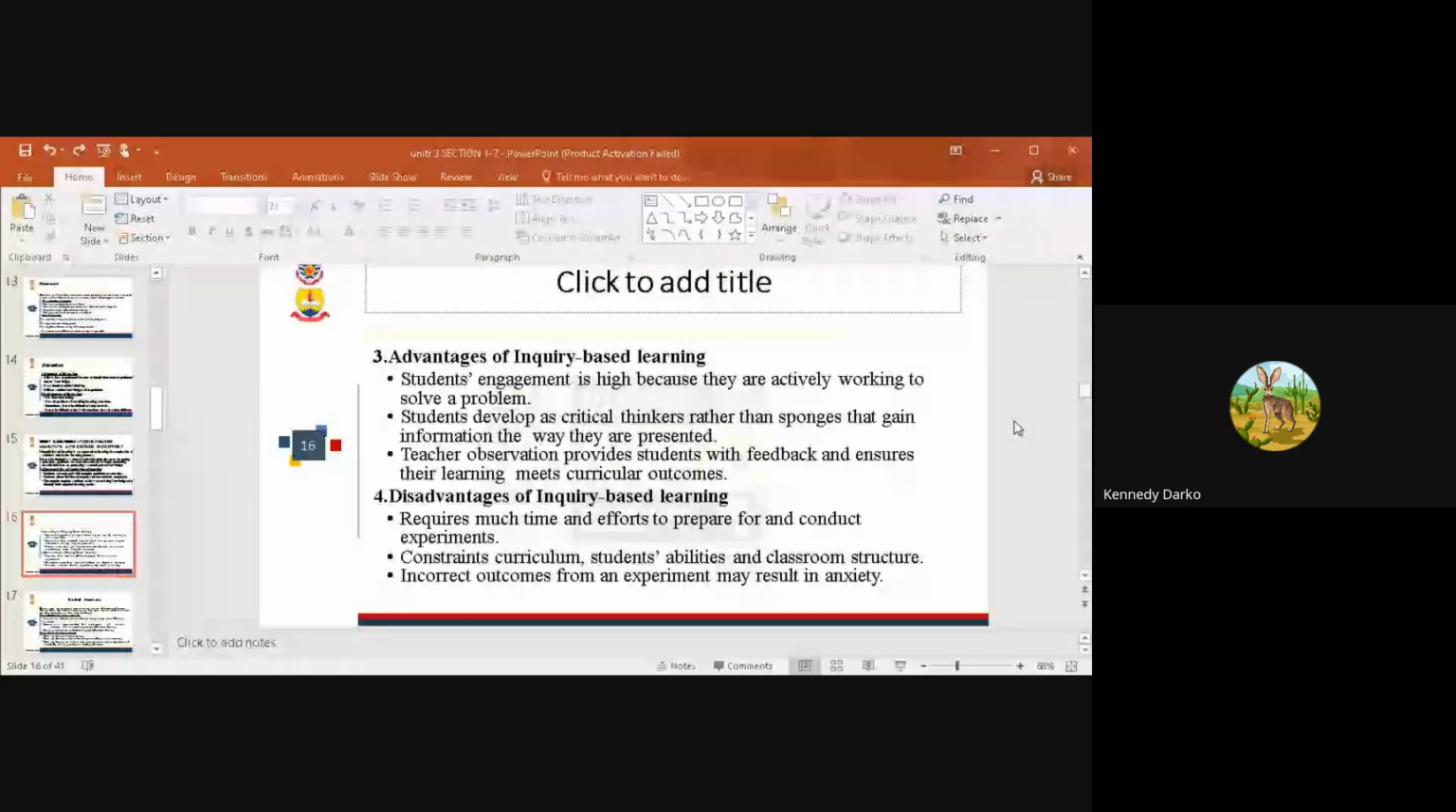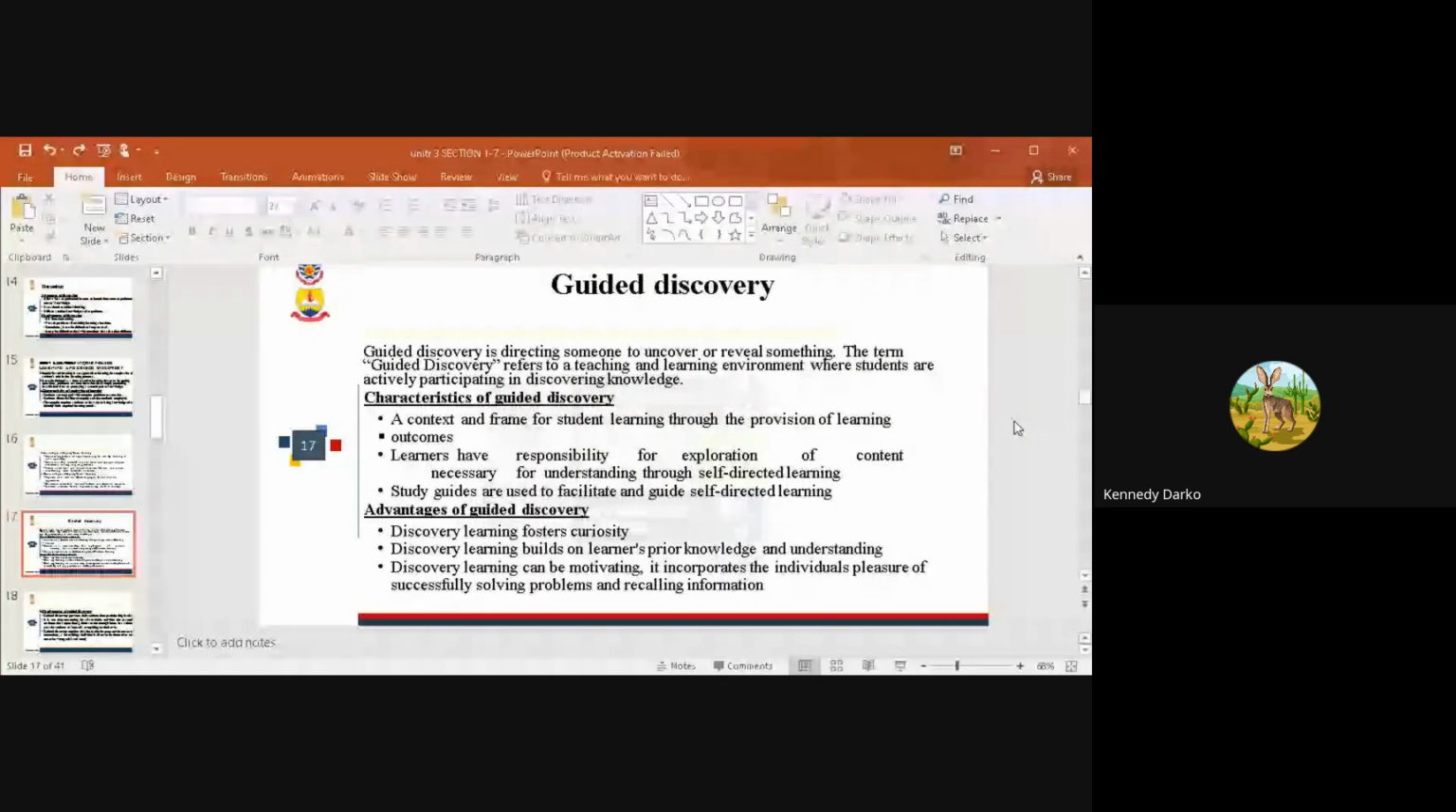Incorrect outcomes from an experiment may result in anxiety. And so that is what we have to bear in mind. Now, guided discovery is directing someone to uncover or reveal something. So it's like the thing has been covered.